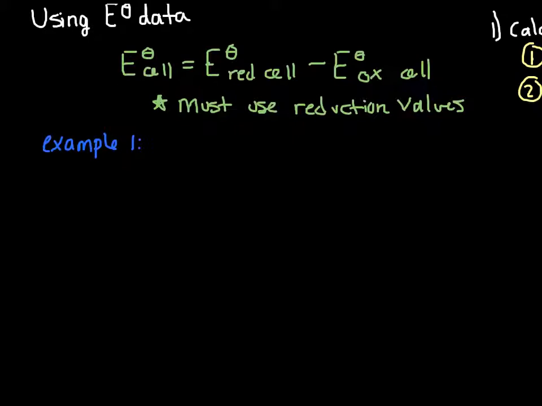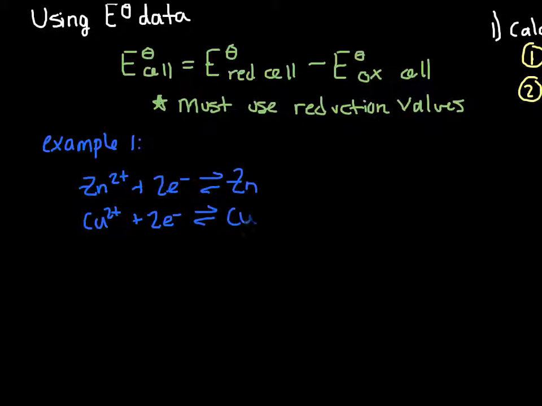So I'm going to write the half reaction so I know what it is I'm working with. So Zn2+ plus 2 electrons gives us pure zinc solid. I'm leaving out the states of matter. Then we have Cu2+ plus 2 electrons gives us solid copper.